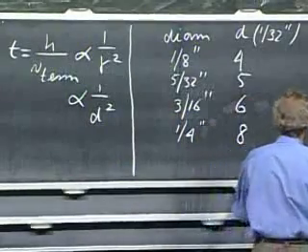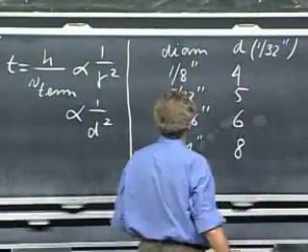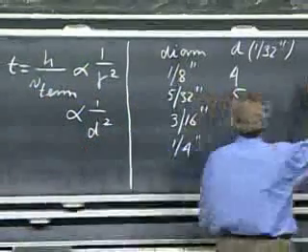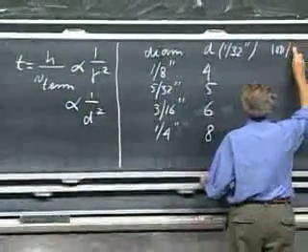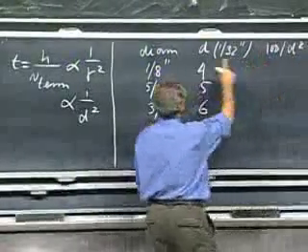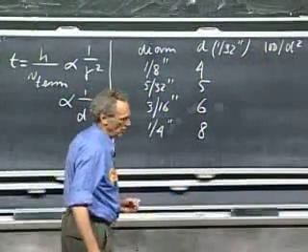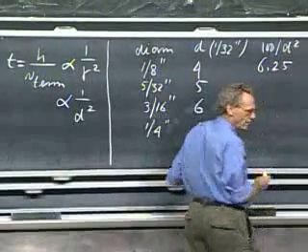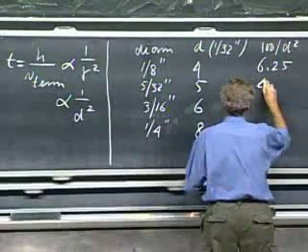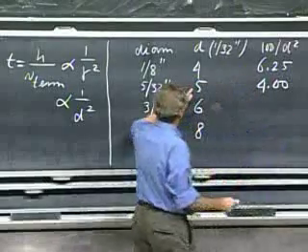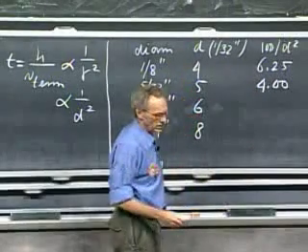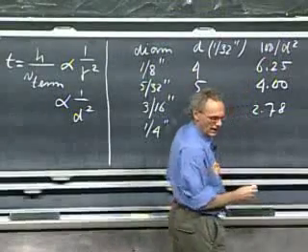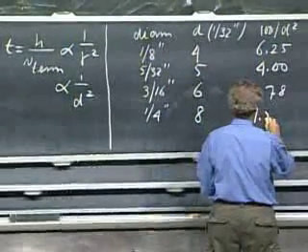What I'm going to plot is not 1 over d squared, but to get some nice numbers, I'm going to plot for you 100 over d squared, whereby d is then in these units of 1/32 of an inch, and that gives me some nice numbers. Then I get a 6.25 here, I get a 4.00 here. You can see 100 divided by 25 is exactly 4. I get 2.78 here, and my last number is 1.56.